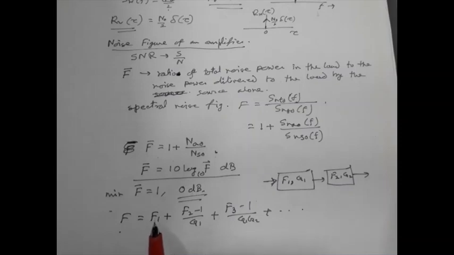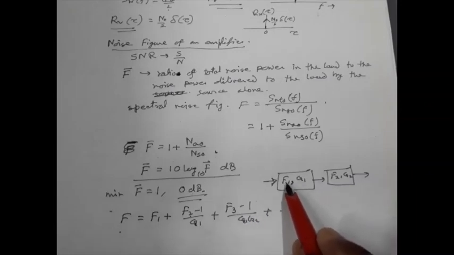But the thing is that from the second term, f2 minus 1 is divided by g1. Since g1 is divided throughout all the rest of the terms, if g1 is made very high, then the contributions of all these terms will be negligibly small. And if you can make f1 small enough, then obviously the equivalent value of f would be expected to be low.